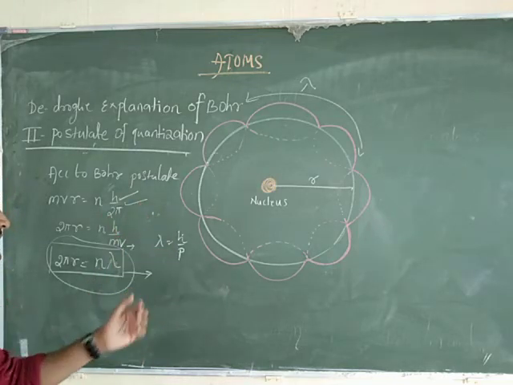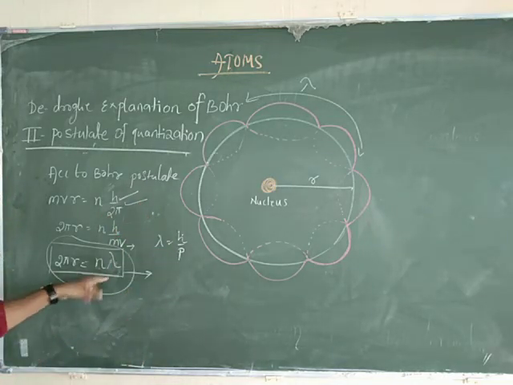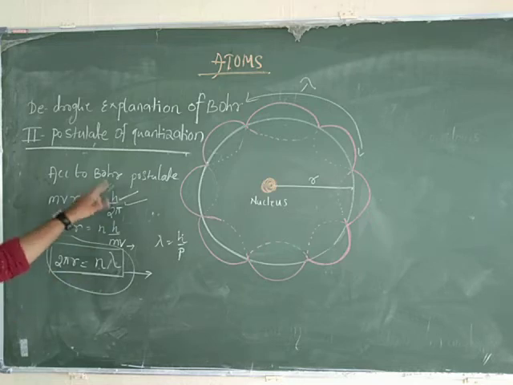So this is a very important point here. 2 pi r is equal to n into lambda. This is derived from what? Bohr's second postulate. Hence it is called the de Broglie explanation of Bohr's second postulate of quantization.